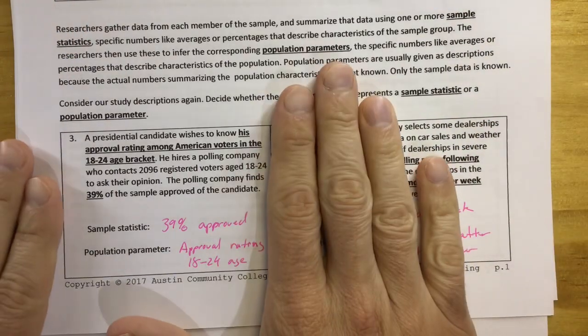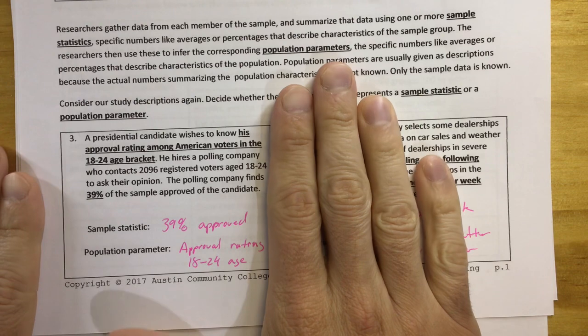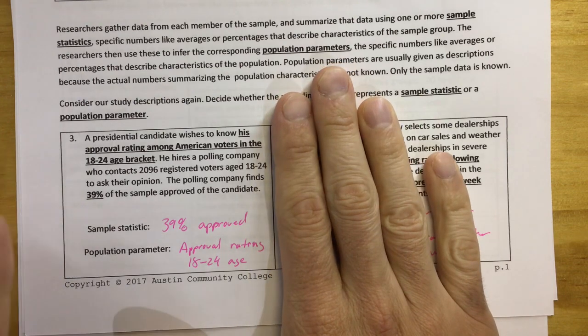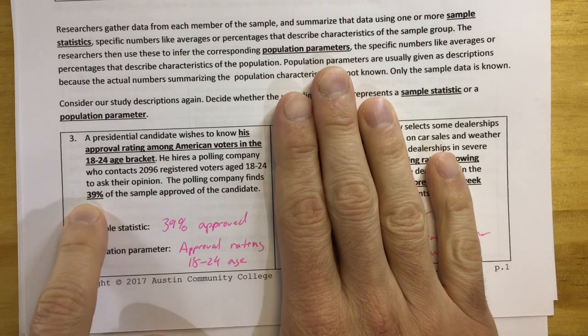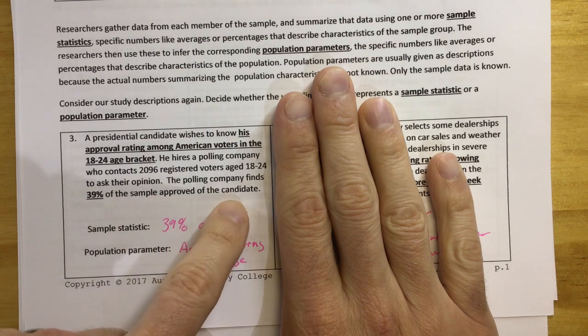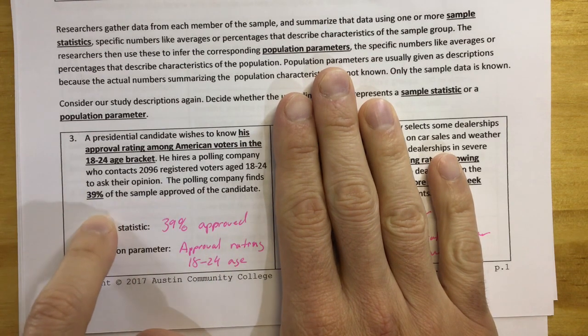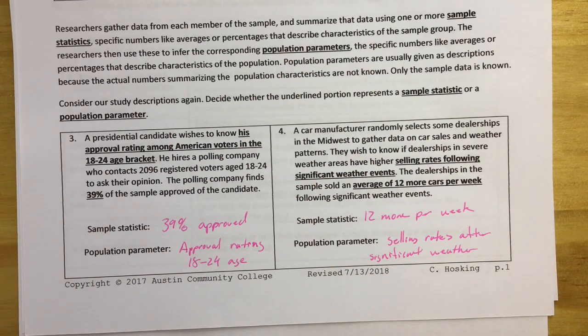So we're back to the presidential candidate, and he's looking for his approval ratings. Okay, so this is what he discovers. The polling company finds that 39% of the sample approve the candidate. So that number, which is corresponding to the sample group, is going to be the sample statistic. So it's nice that they named it that way.